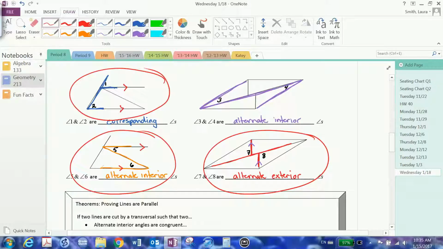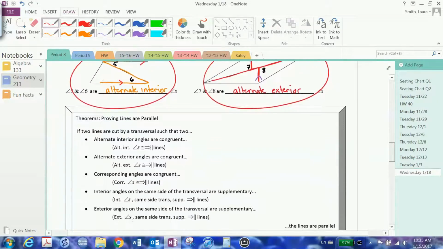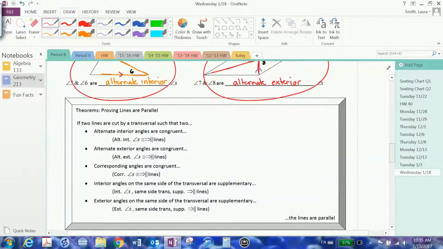Okay, so we can do it by alternate interior angles being congruent, we can do it by alternate exterior angles being congruent, or corresponding angles being congruent. Those are the 3 obvious, or more obvious, ways to do it. But then we have these others, the last 2. So we did these. The last 2 are if the interior angles on the same side of the transversal are supplementary, or if the exterior angles on the same side of the transversal are supplementary.